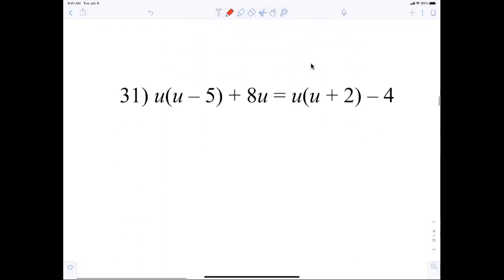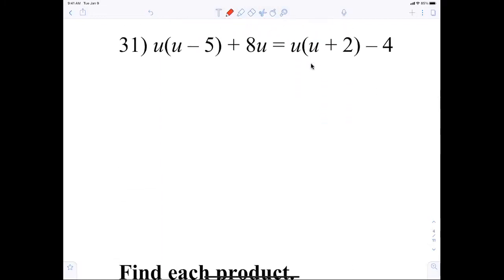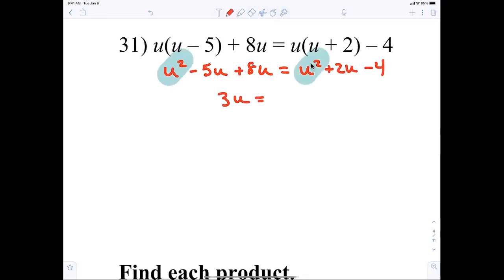All right, let's look at 31. u squared minus 5u plus 8u equals u squared plus 2u minus 4. Now what's nice about the u squareds? They cancel. All right, so 3u equals 2u minus 4. Anybody else have trouble with u equals negative 4? Anybody have a problem with 31? Is 31 okay?